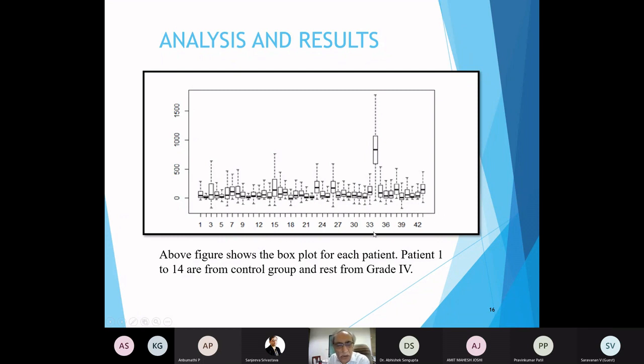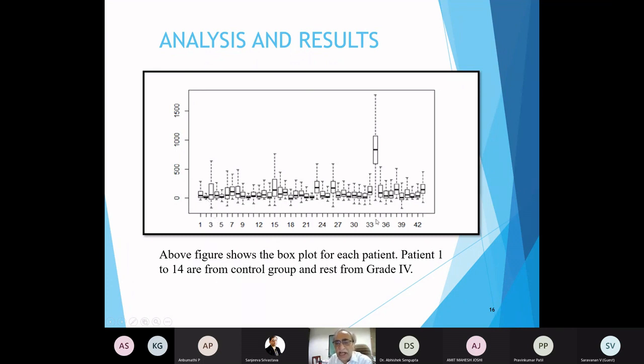I have constructed the so-called box plots for each patient. Let us understand how this is constructed for patient number 1. For patient number 1, I have 19,200 values of proteins. Patient number 1 is row number 1, and there are 19,200 values. Using those values, this box plot is constructed. Similarly, for patient 2, I have 19,200 values, and this box plot is constructed. For patient 3, this box plot is constructed.